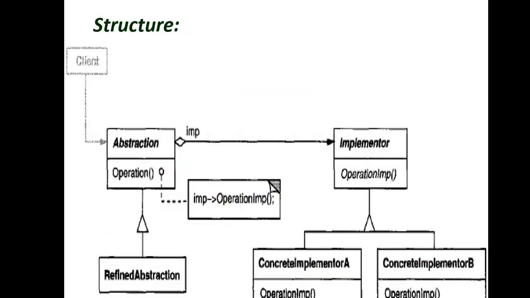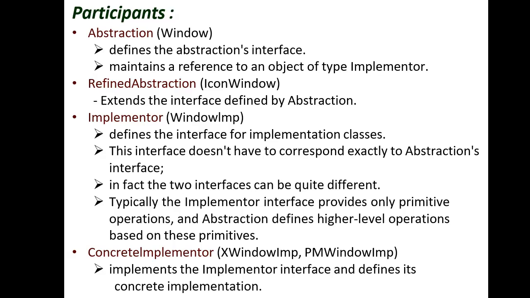So the structure is: abstraction, implementer, redefined abstraction, concrete implementer A, concrete implementer B. So these two concrete implementers, A and B, extend the implementer class. Participants are abstraction, then redefined abstraction, implementer, and concrete implementers.